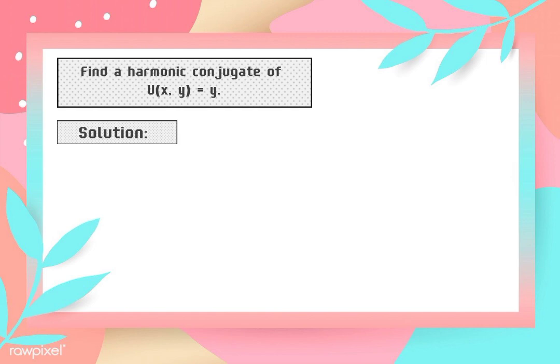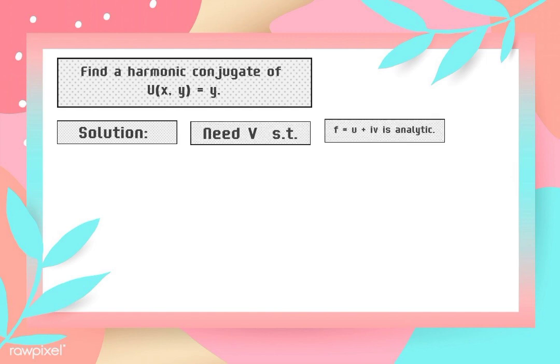In other words, it's asking us to find a function v such that f = u + iv is analytic. So in other words, it's asking us for the Cauchy-Riemann equations to hold and for all of the partials to be nice and continuous. So to do this problem, we're basically going to compute the Cauchy-Riemann equations, use u and v, and then solve for v.